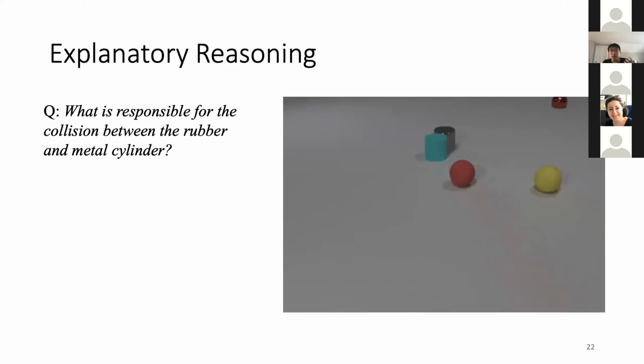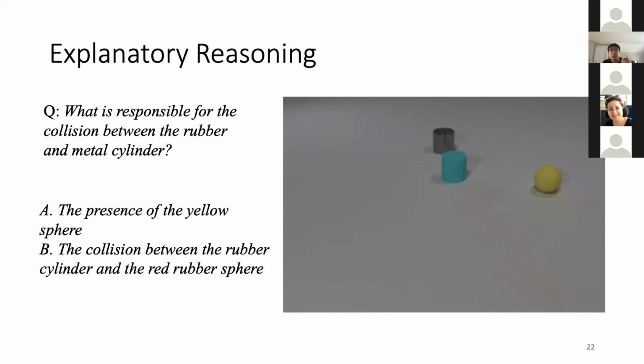The explanatory question will ask the model to explain the cause of a specific event by specifying another event or object that is responsible for it. In this example, the collision between the rubber sphere and the cyan cylinder pushes the cylinder to hit another cylinder. Therefore we can regard the second collision to be caused by the first. So the answer should be the second one: the collision between the rubber cylinder and the red rubber sphere is responsible for the two collisions.